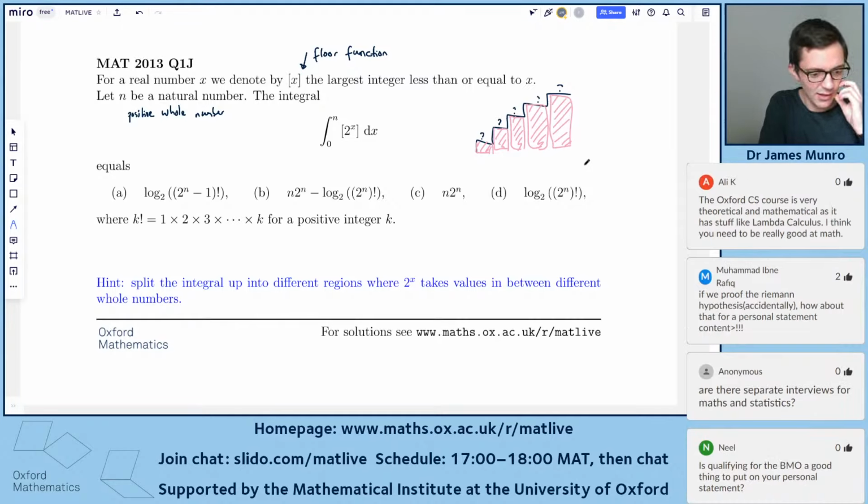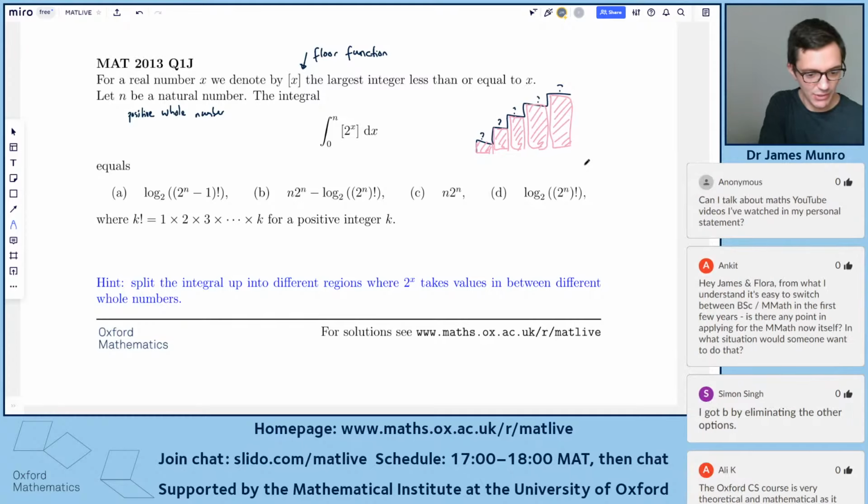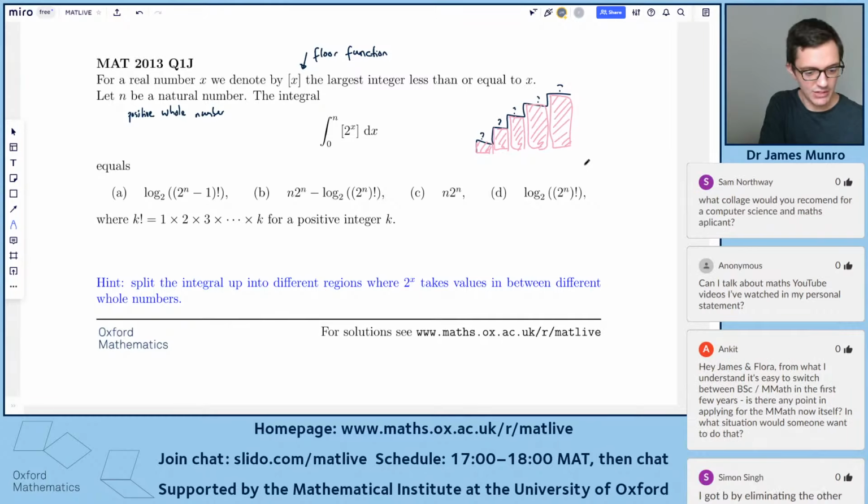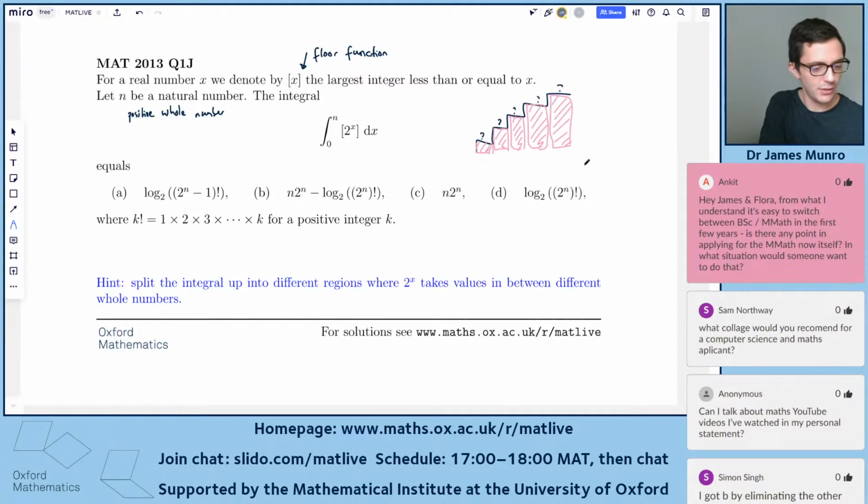Ankit says, I understand why it's easy to switch between BSc and M-Math in the first few years. Is there any point applying for the M-Math now itself? In what situation would someone want to do that? I'm going to flag that up to the top. I recommend, so I'm not great at financial advice. You should not take my financial advice very seriously.